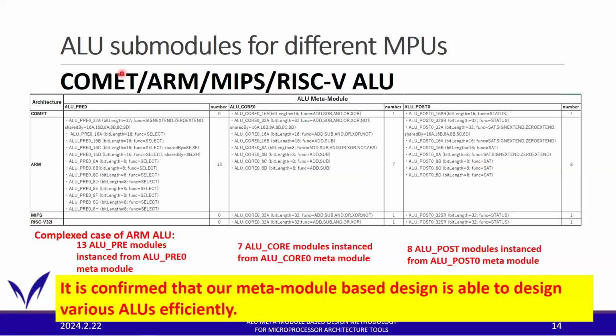In this research, ALUs for MIPS and RISC-V MPU were built with submodules instantiated from the ALU metamodule. So the most complex case for the ALU, ARM ALU, can be built with 13 submodules from ALU pre-0, 7 submodules from ALU core-0, and 8 from ALU post-0. So in this way, it is confirmed that our metamodule-based design is able to design various ALUs efficiently.